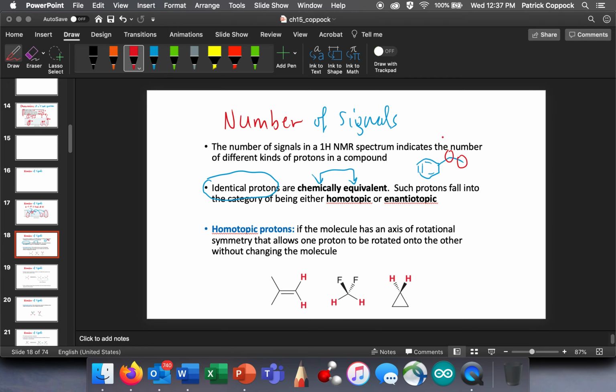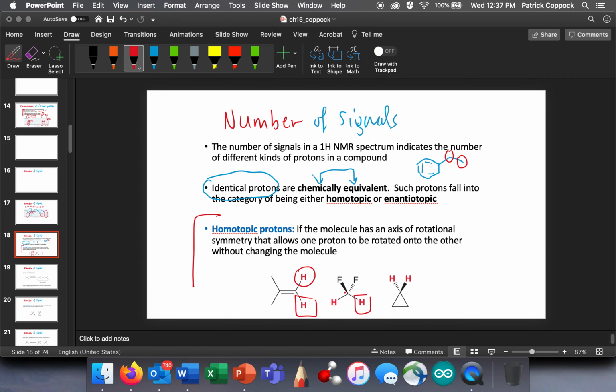They're going to be either homotopic or enantiotopic, all right? And so we're going to take a few slides to talk about what is homotopic and what is enantiotopic, all right? We're going to split this pretty thin. So homotopic protons are protons that if you flip them, you can't tell the difference, right? So here's 2 different hydrogens, and if you switch those, you're going to have exactly the same compound. So these 2 then are homotopic, all right?